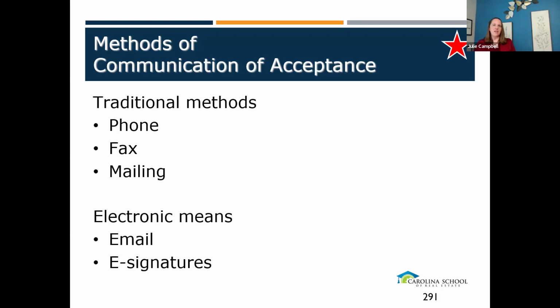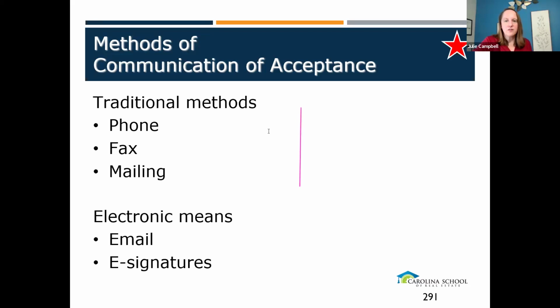It doesn't matter that we may get it 2 days or 4 days from now. The mailbox rule says once that properly addressed envelope has hit the federally related mailbox, this is either one of those big blue boxes or you're actually taking it to the post office, communication of acceptance has crossed the line.